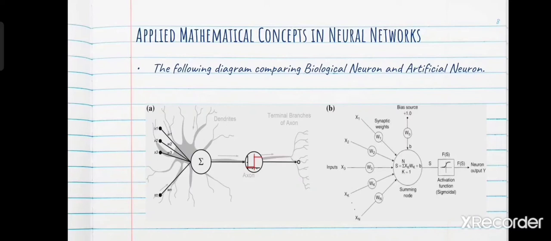So the sum of all the dendrites will be in the nucleus, and the value produced will be traveling through the axon, and it will be produced as a terminal branch. The comparison of artificial neural network. So as we have seen how a biological neuron performs, it's similar to artificial neural networks.